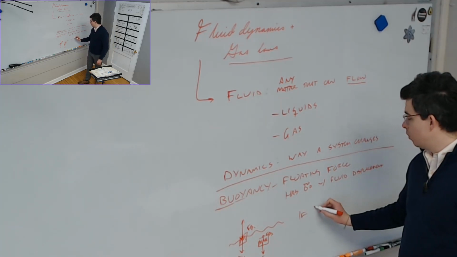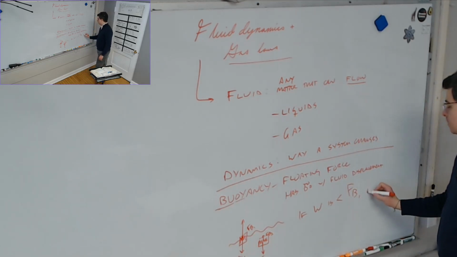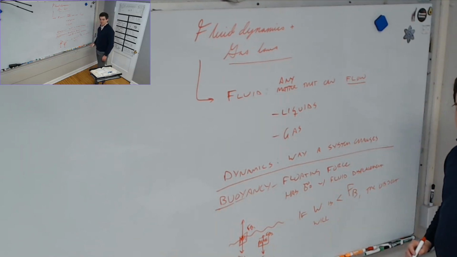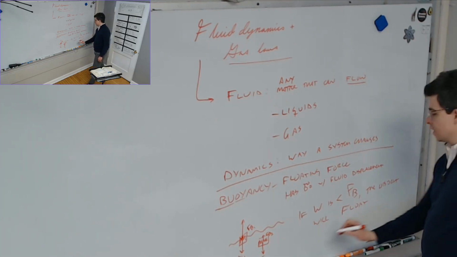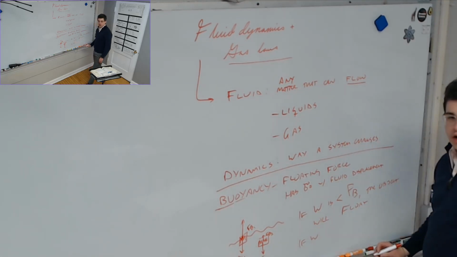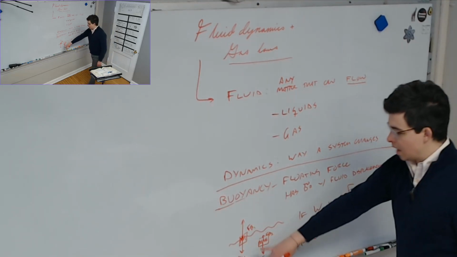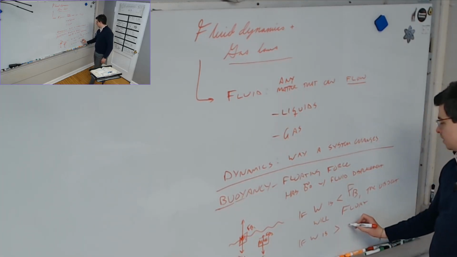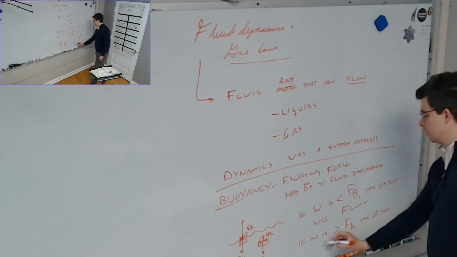If weight is less than buoyant force, F sub b, the object will what? If weight is less than buoyant force, the object will float. What's another way that we could write weight? Mass? No, they're not the same thing. F sub g, yeah, the force of gravity. But we're just going to write weight here. I'm pointing that out because I wrote F sub g over here and W here. If weight is greater than the buoyant force, the object will sink.